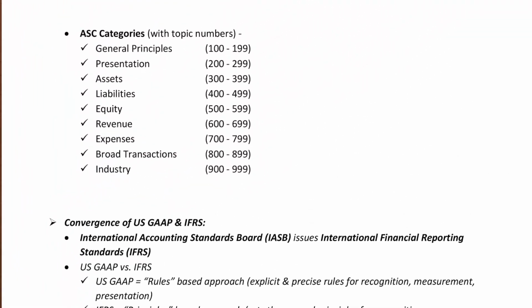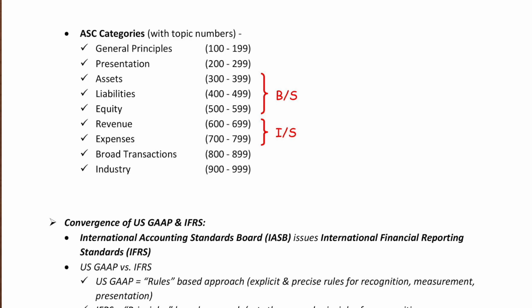On page 5, you've got the ASC categories with topic numbers. So you have the category on general principles, category on presentation, assets, liabilities, equity. Now, put a bracket around these 3, assets, liabilities, and equity, and write the balance sheet or B/S. Then you have ASC categories around revenues and expenses. Put a bracket there, right? Income statement or I/S. And then you have ASC categories around broad transactions and industry. We'll look at all of this in just a moment.